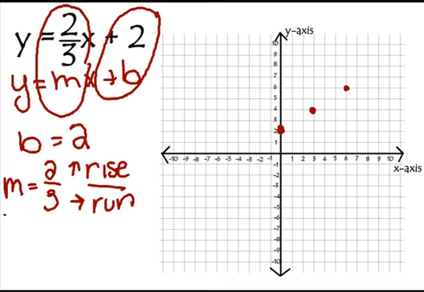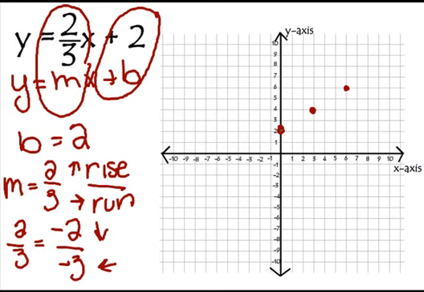Now, an interesting thing about this is 2/3 is a positive fraction. Well, I could also say that's -2 over -3. They're the same, because remember, a negative divided by a negative is a positive. So in this case, if I start from my y-intercept 2, I would go down 2 and then -3. Do you see that this is going to end up on the same line? Let's do it again. Down 2 and over 3.